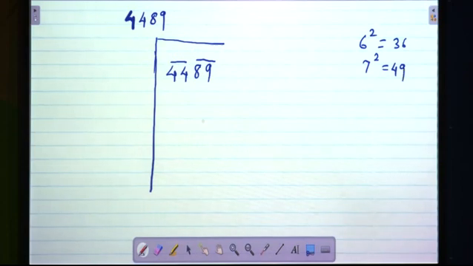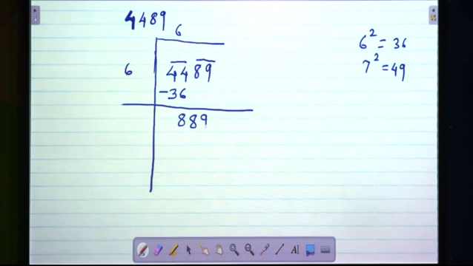Now, we know very well that 6 is the value that is suitable here, because 49 goes above. So, 6 6s are 36. Agreed? We are subtracting. 44 minus 36, what is it? 8 will remain here. The next group we have brought down, 89.